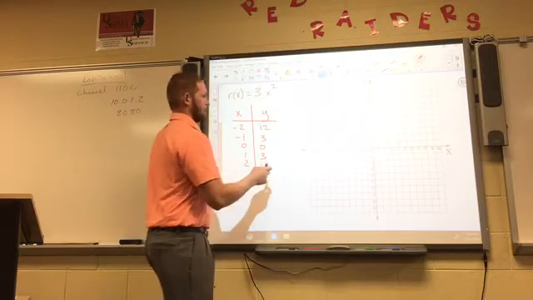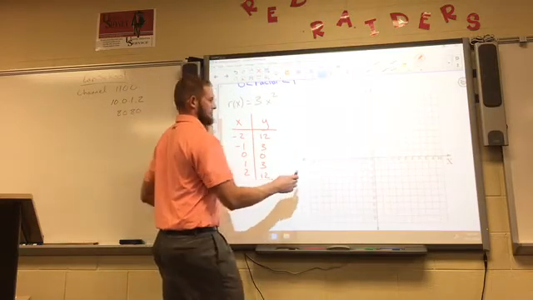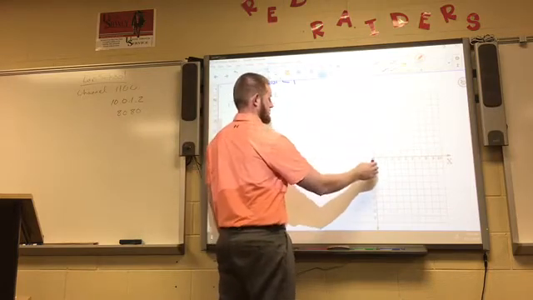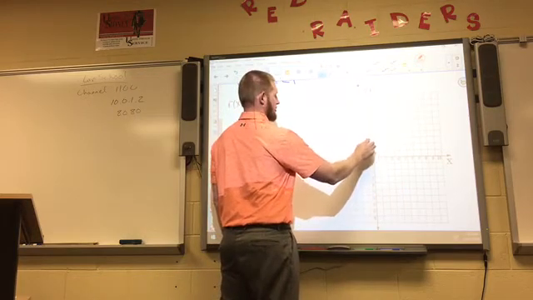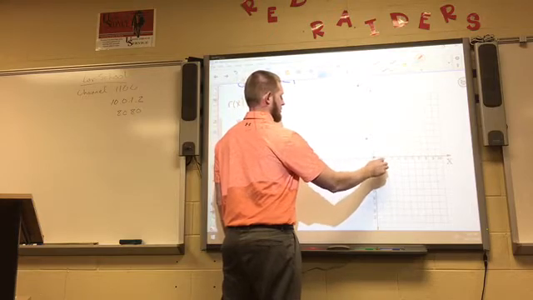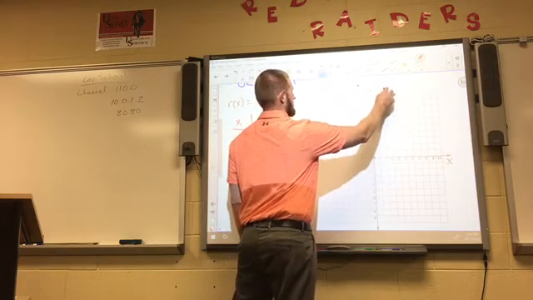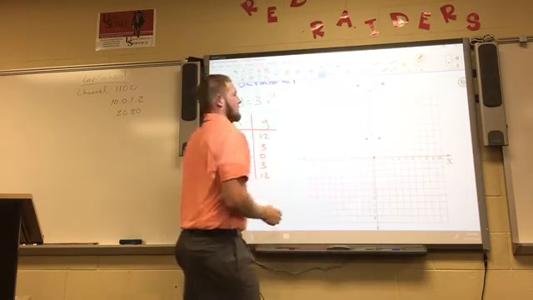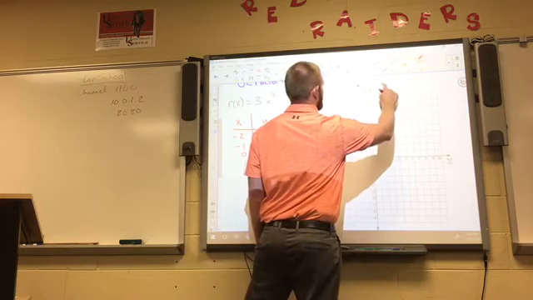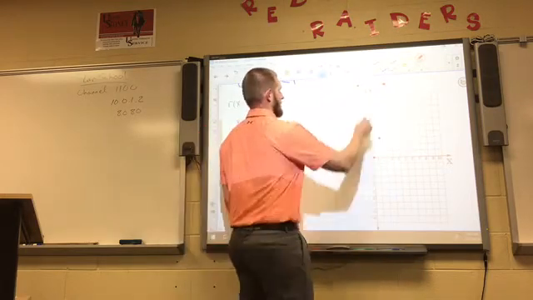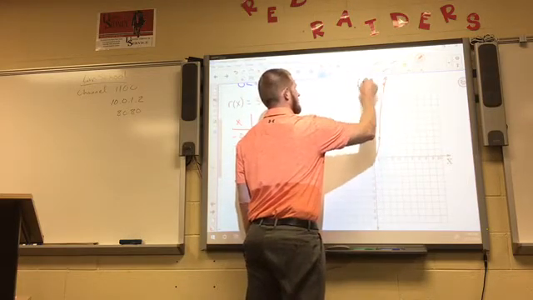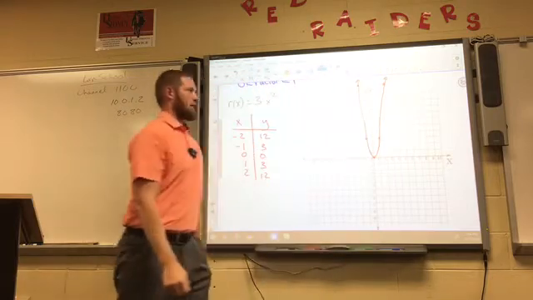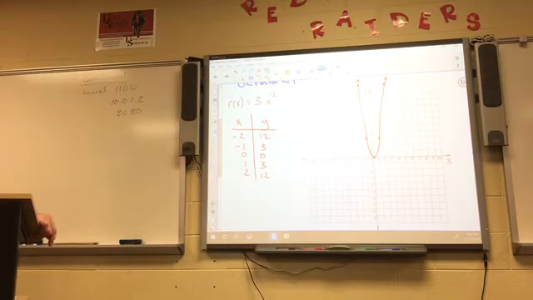So I graph this now, and I go from -2, and I'll put that 12 on there as best I can. Your graphs will go higher, but this one just doesn't fit. -2, 12, -1, 3, 0, 0, 1, 3, and 2, 12. Okay. And I know it's a parabola because it was a quadratic. So that's what my graph looks like, or as close as I can get it by hand. Okay.